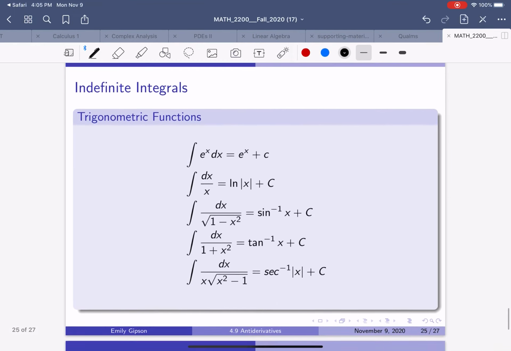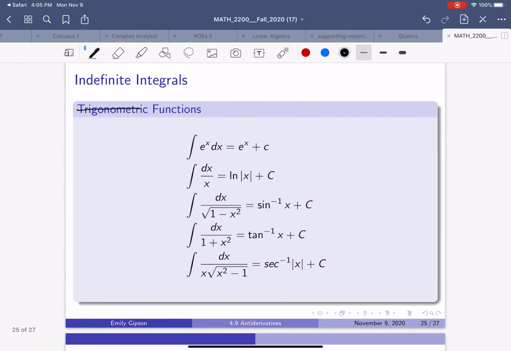So these are not trigonometric functions, so ignore that. These are just different functions. Now, much like how the derivative of e to the x is e to the x, the integral of e to the x is e to the x plus c. The integral of 1 over x is actually the natural log of the absolute value of x plus c.